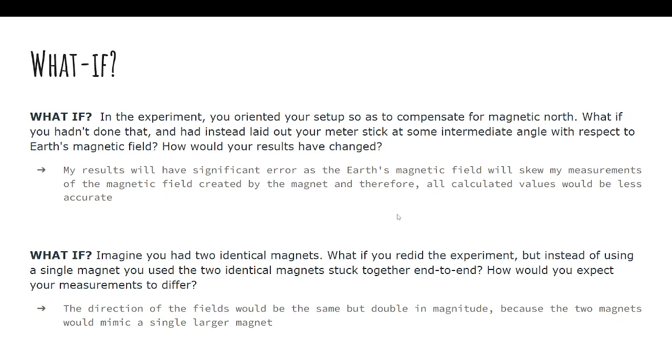So for the what-if questions, for the first question, I said that my results will have a significant error as the Earth's magnetic field will skew my measurements of the magnetic field created by the magnet, and therefore all calculated values would be less accurate. And for the second question, I said that the direction of the fields would be the same but double in magnitude because 2 magnets would mimic a singular larger magnet.